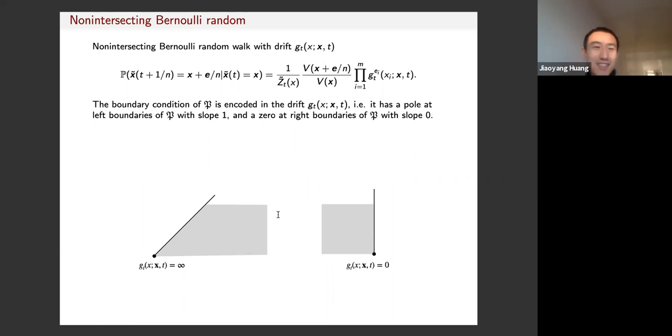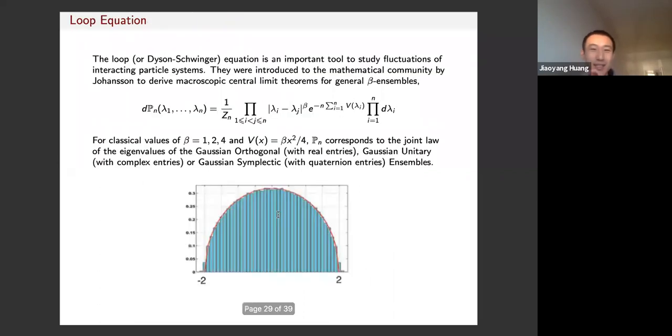Then to analyze this non-intersecting Bernoulli random walk, the tool we use is the loop equation. The loop equation is an important tool to study interacting particle systems. They were introduced by Johansson to study those beta ensembles. I'm sure all of you have seen this beta ensemble at some place.